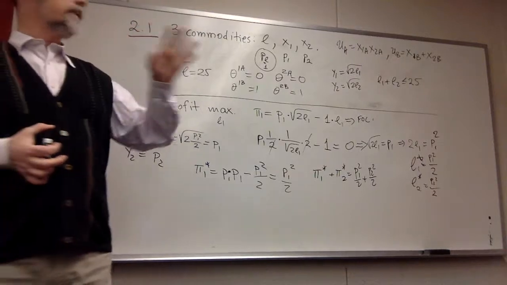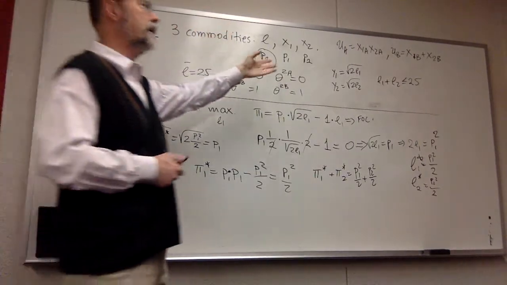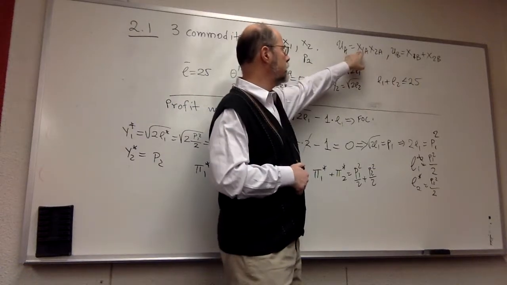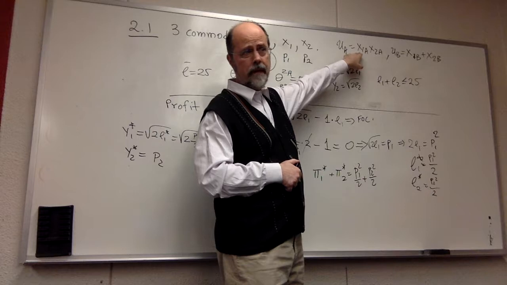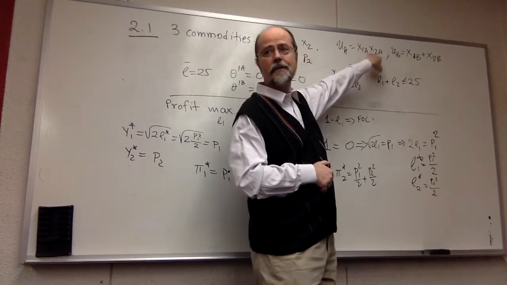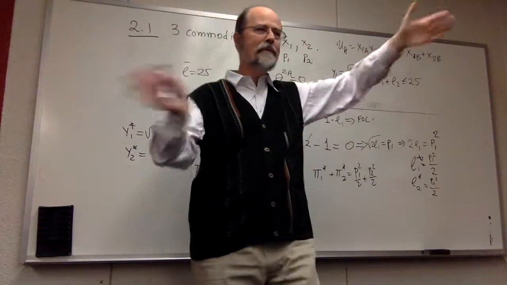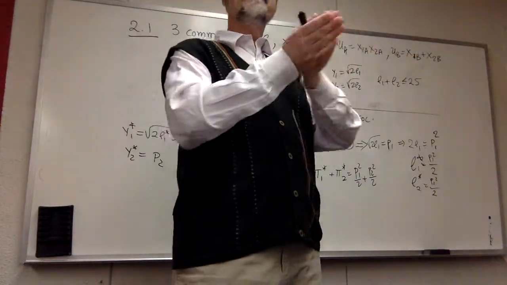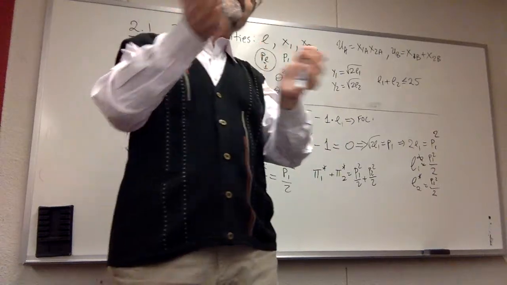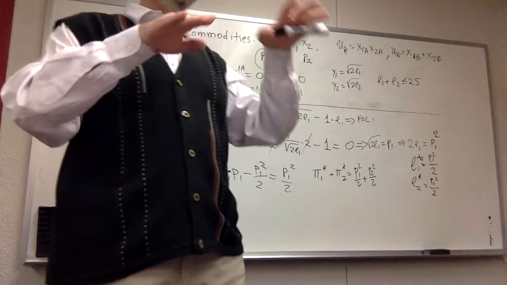And now for person 1, it's pretty easy. It's a Cobb-Douglas, right? So in fact, you can already see that P1 times X1A is going to be 25 over 2, and P2 times X2A is going to be 25 over 2. So the demands for person A are immediate. The demands for person B break down depending on whether P1 is less than P2, P1 is bigger than P2, or they happen to be equal.